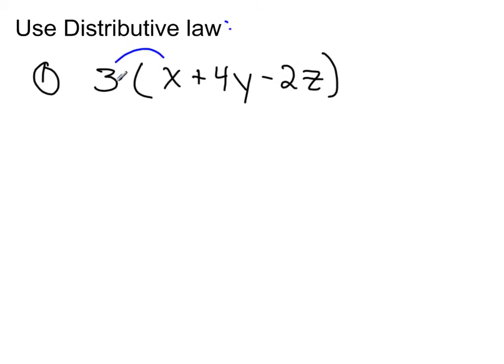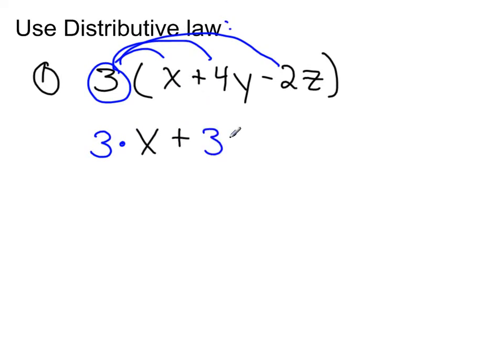And we take whatever's out front, whatever it may be, and you have to distribute it to each term. So x is a term, 4y is a term, negative 2z is a term. Each term must have that 3 distributed to it. So what we have going on here, and I'm going to write out the steps very long, we have 3 times x plus 3 times our 4y minus our 3 times 2z.